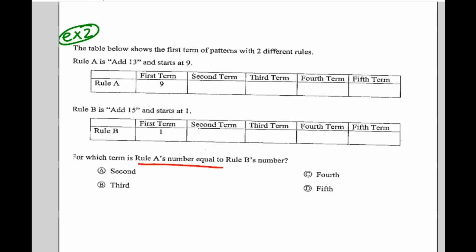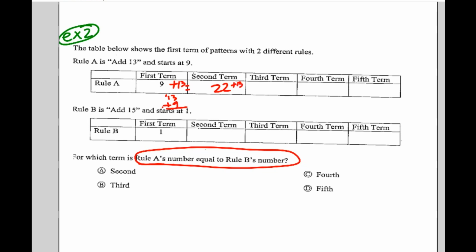So this one we have to find the same number for both rules. So we have to see if it's in the second term, third term, fourth term, fifth term. So let's go ahead and get started. So rule A says add 13. That's going to be 2, regroup, 22. So that's going to be 22.